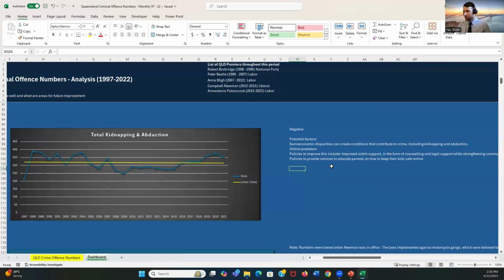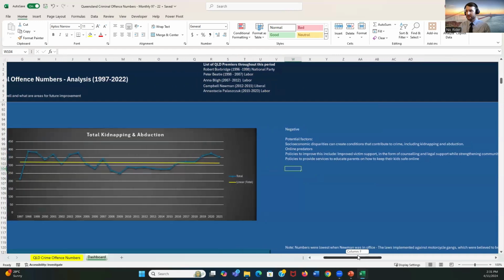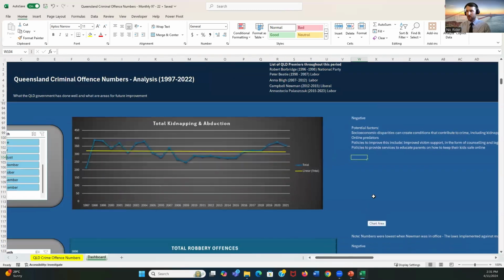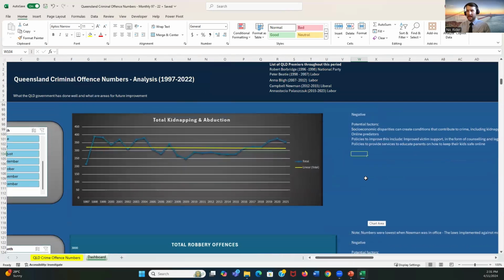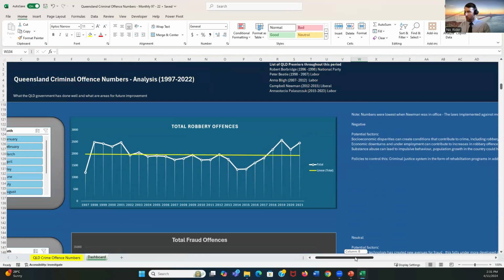So policies to improve this include the potential for improved victim support. This could be in the form of counselling and legal support, while strengthening community awareness, and policies to provide services to educate parents on how to keep their kids safe online. So that's what I just touched on. Just really trying to get that education, safety and awareness out there to ensure that our kids are safe in our communities. All right.